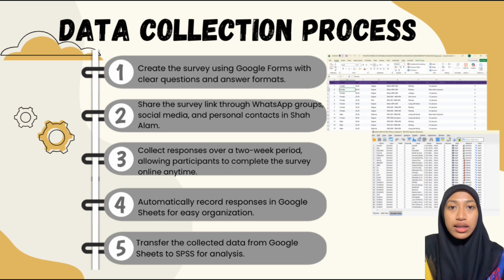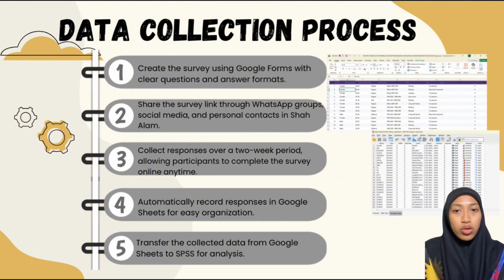The data collection process has five steps. First step is to create the survey using Google Form with clear question and answer format. Second step is to share the survey link through WhatsApp groups, social media and personal contacts in Shah Alam. Step 3 is to collect responses over a 2-week period, allowing participants to complete the survey online anytime. Step 4 is to automatically record responses in Google Sheet for easy organization. And the last step is to transfer the collected data from Google Sheet to SPSS for analysis.